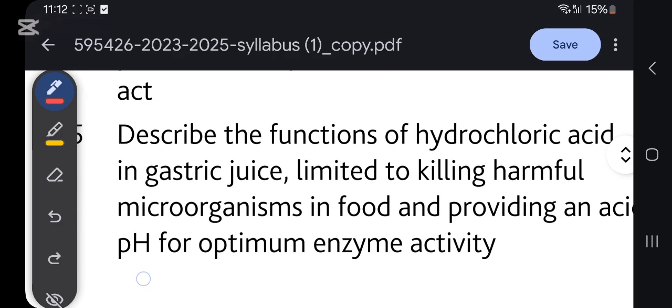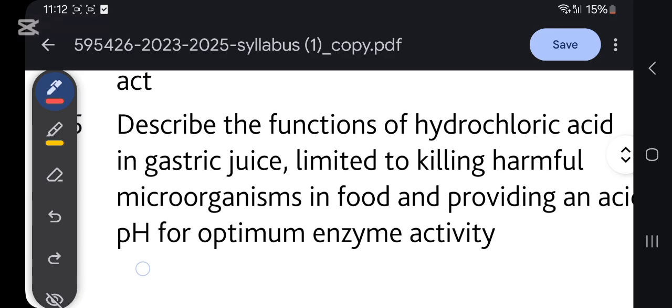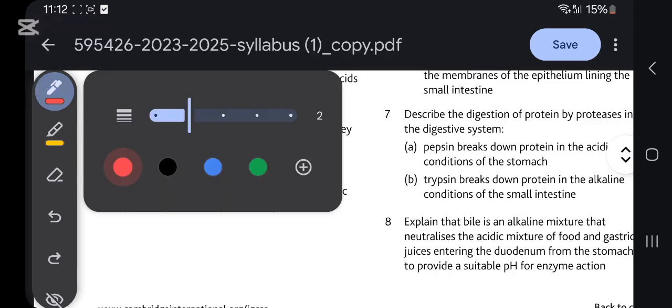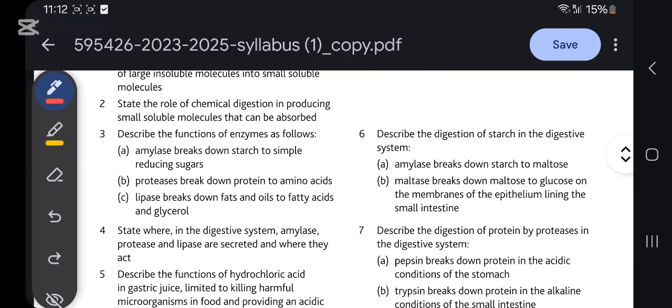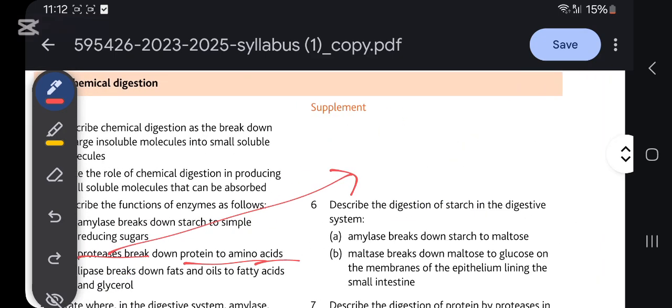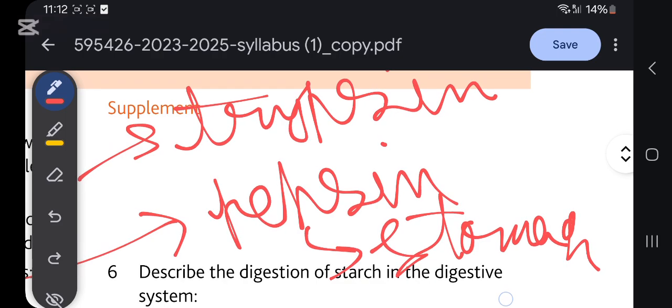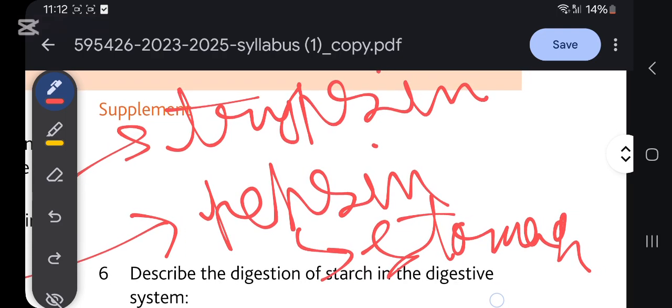Basically, there is an enzyme which in the stomach is called pepsin. The proteases break down protein to amino acids, as we saw here. But the protease which breaks down protein to amino acids in the stomach is called pepsin. Just remember it from Pepsi. And in the small intestine, it is called trypsin. So they're different enzymes that do the same job. One works in the stomach and the other works in the small intestine. The difference is that they require different pH. Pepsin works best in an acidic pH and trypsin works best in an alkaline pH.